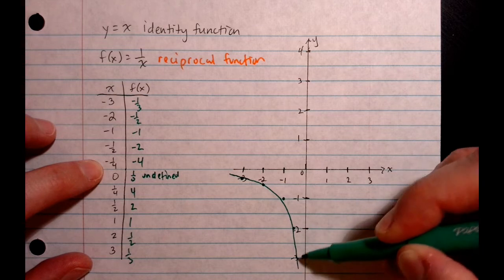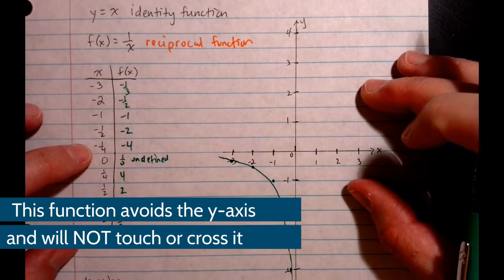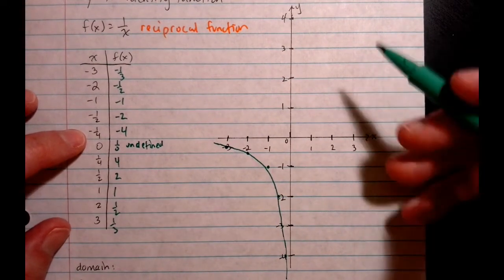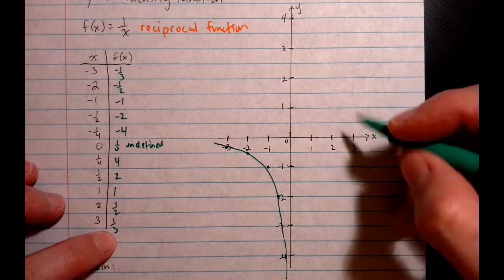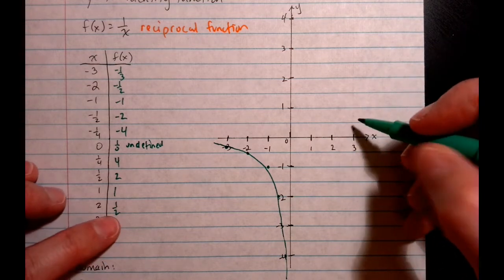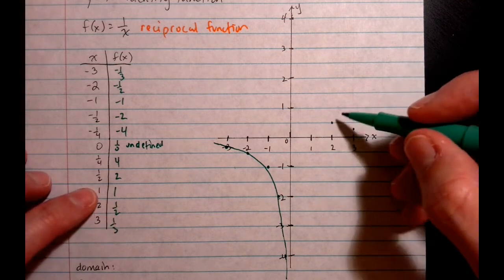And it's actually avoiding the y-axis. It does not want to touch it at all. Let's try the other side. So if I start with positive 3, it's 1/3. It's 1/2. I don't know, maybe about there. Then if I do positive 2, I'm at 1/2. And if I do positive 1, I'm at 1.